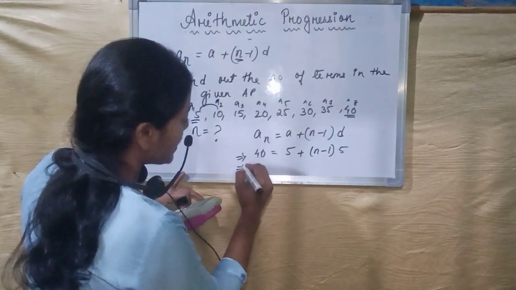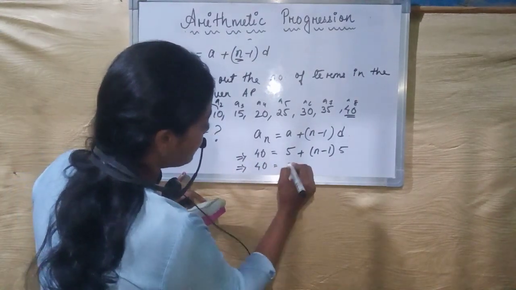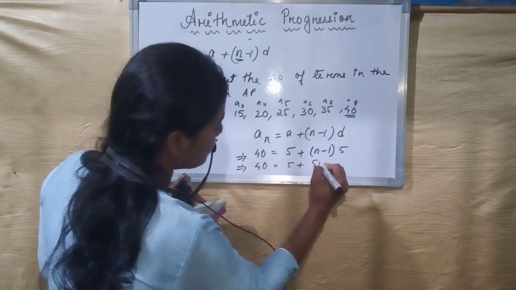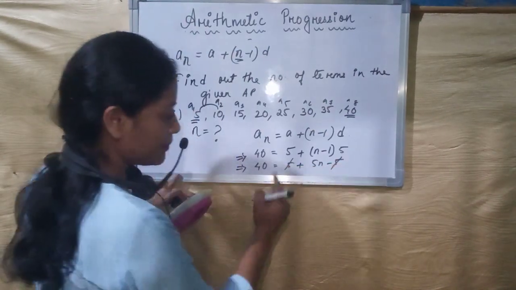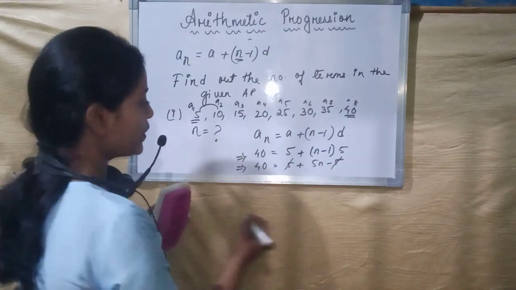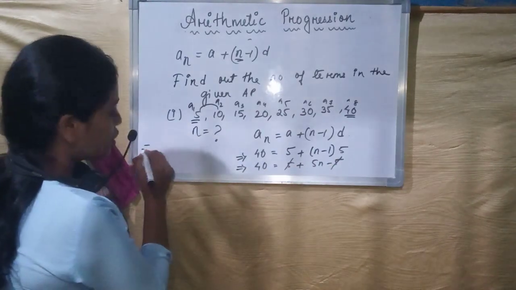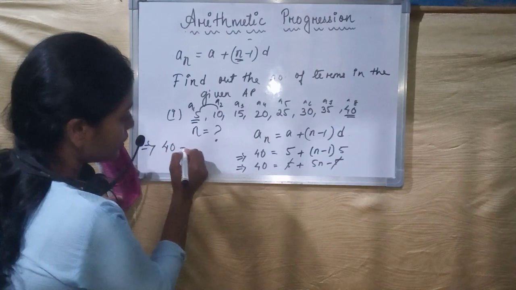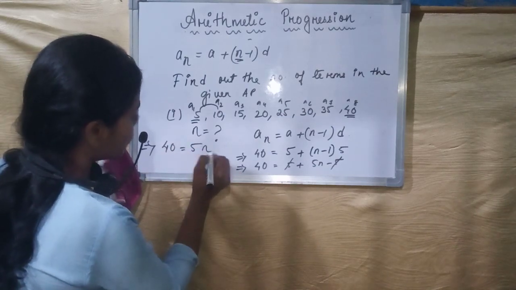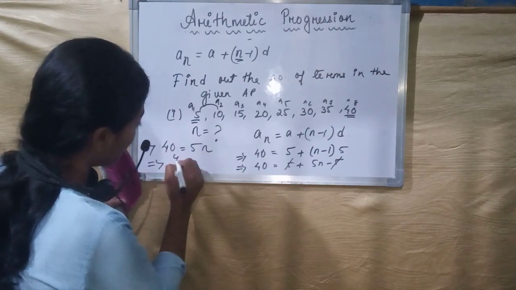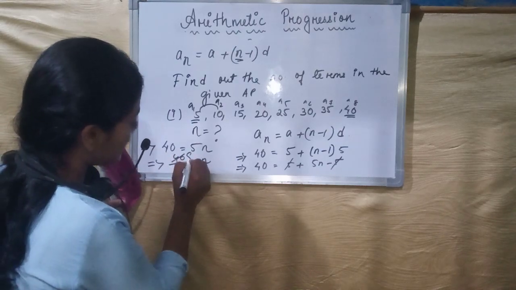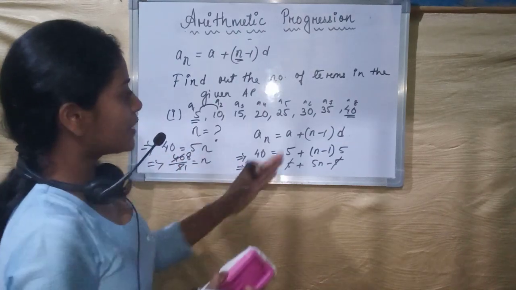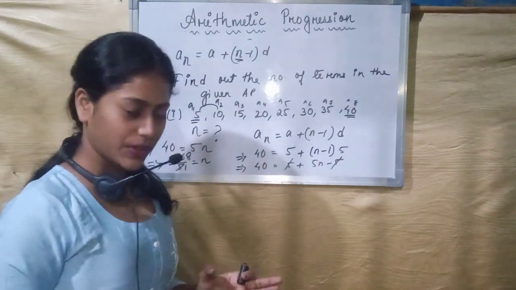So if we calculate, 40 equal to 5 plus 5n minus 5. This 5 and this minus 5 cancel, so we will get 40 equal to 5n. So the number of terms will be 40 divided by 5 equal to n. 5 eights are 40. So the number of terms contained in this AP is 8.